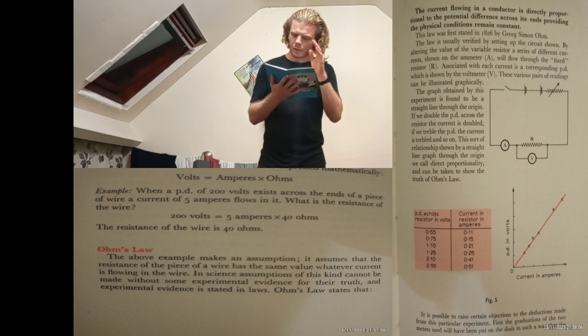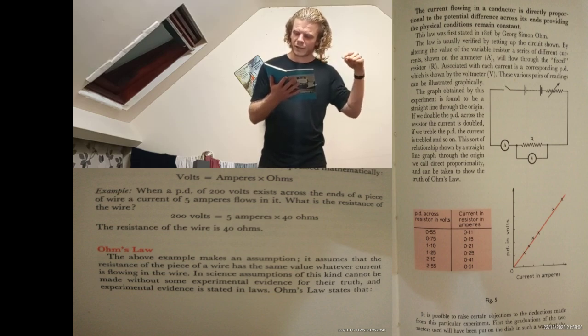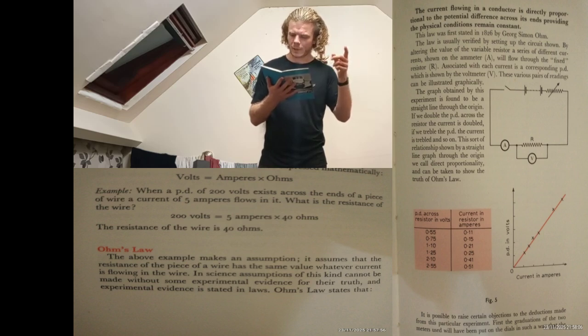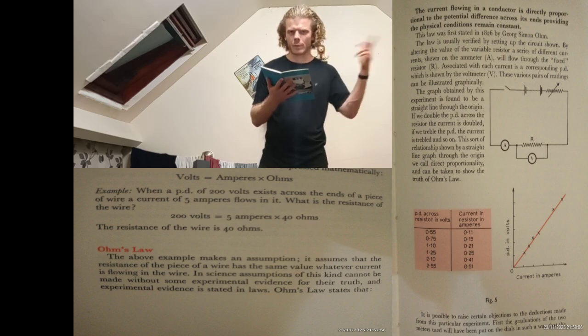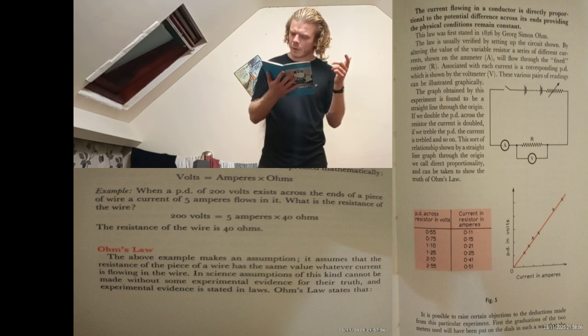By altering the value of the variable resistor, a series of different currents shown on the ammeter will flow through the fixed resistor R. Associated with each current is a corresponding potential difference which is shown by the voltmeter. I think we just know what I just said: 1 ampere makes 1 volt, 2 ampere makes 2 volt. These various pairs of readings can be illustrated graphically.